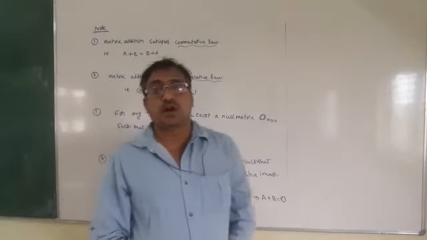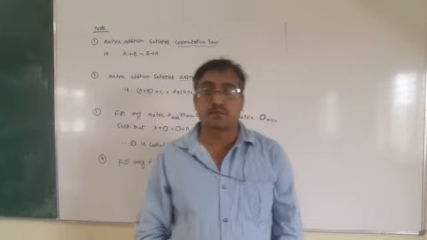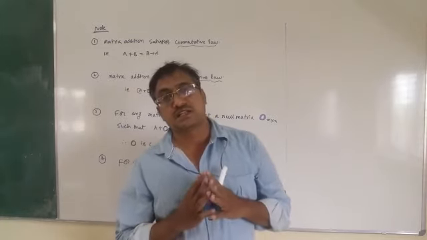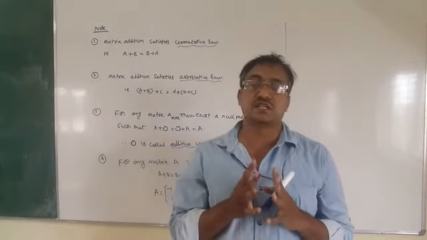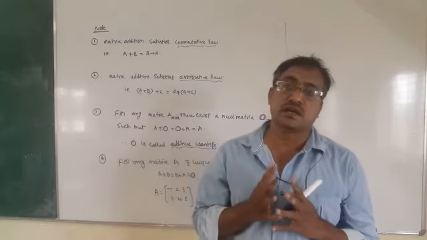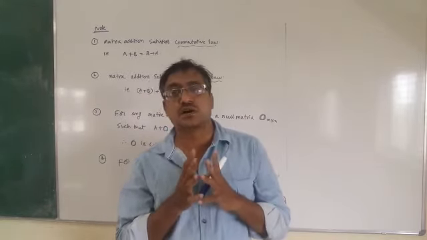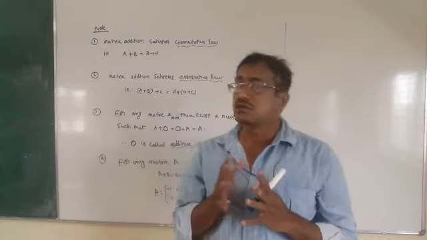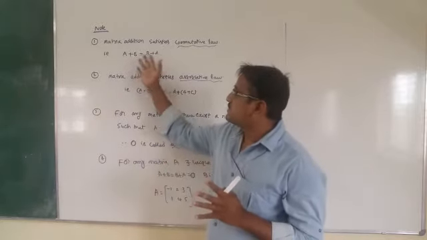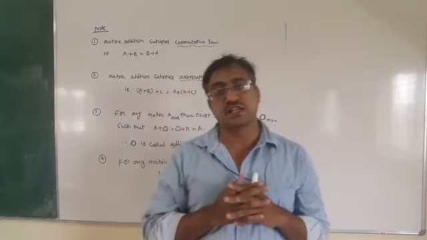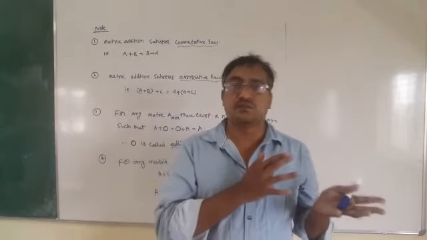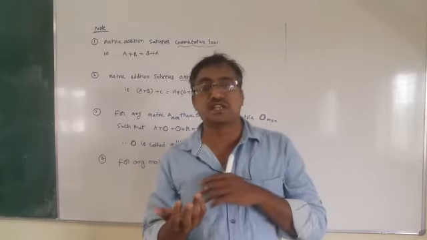Next, properties of addition of matrices. Matrix addition satisfies some properties. They are: first one is matrix addition satisfies commutative law. So that is A plus B is equal to B plus A. So you can find A plus B or B plus A.